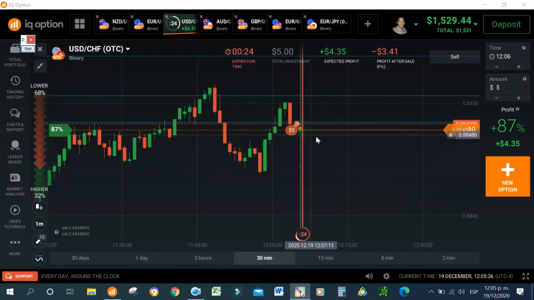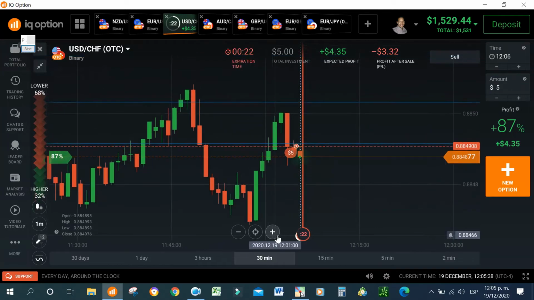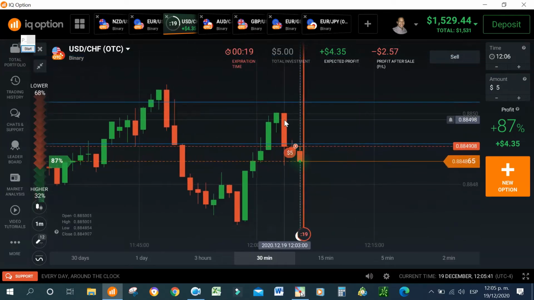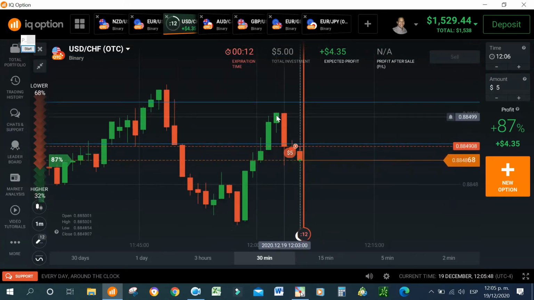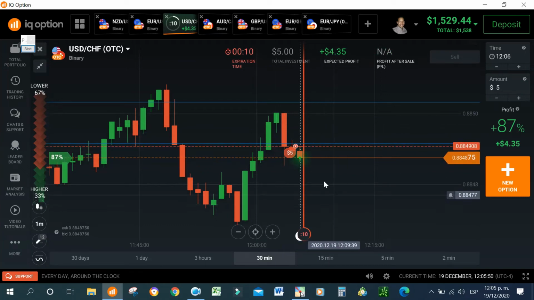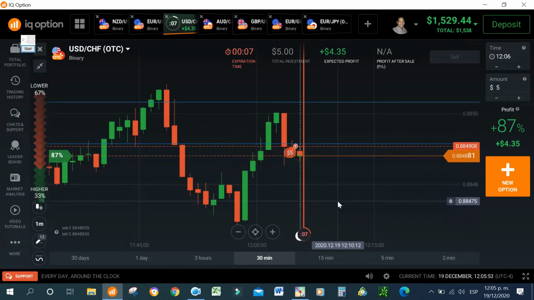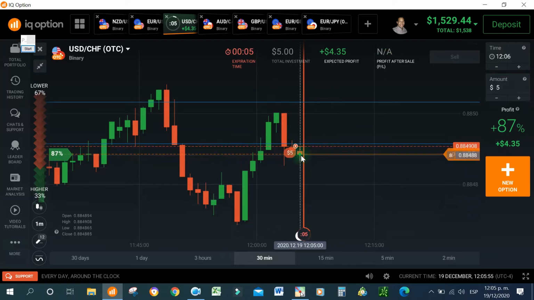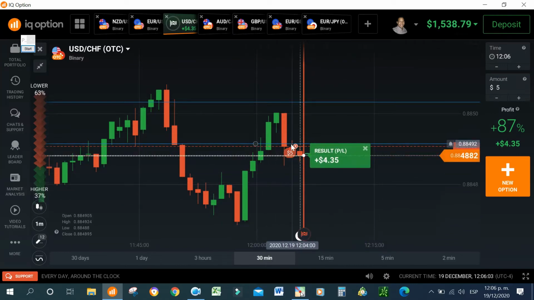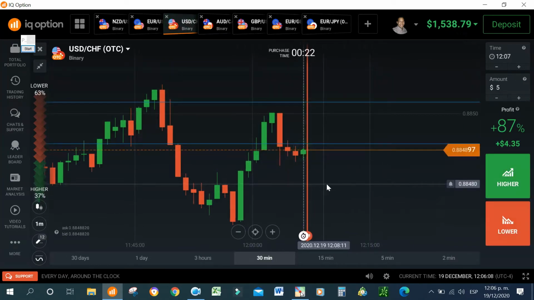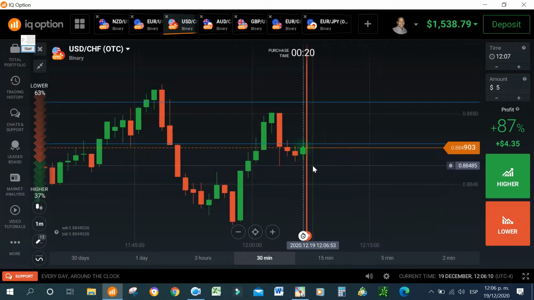It's very slow. I don't like that because I want to see a very fast movement to the downside like this candlestick. But it's okay, we are winning this trade. But I'm not going to make another entry to the downside until I see a very fast movement like this candlestick. Alright guys, we won this trade.